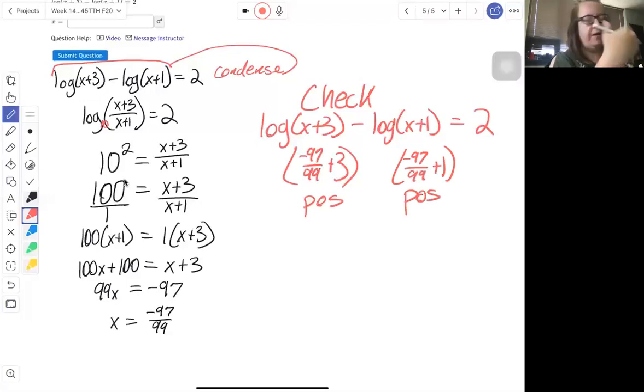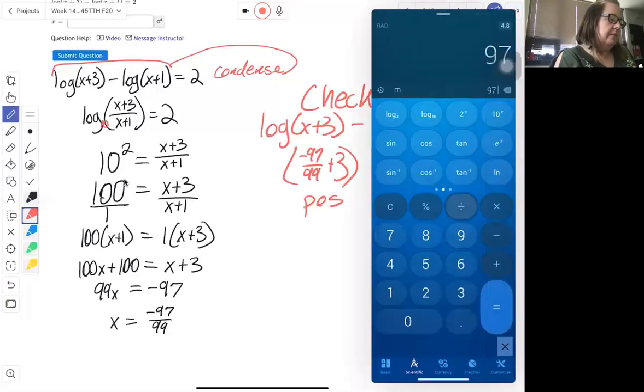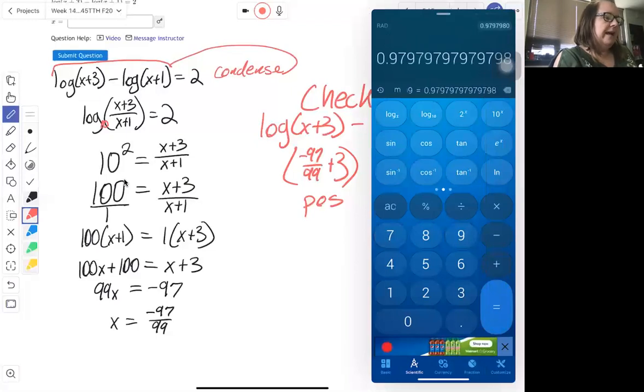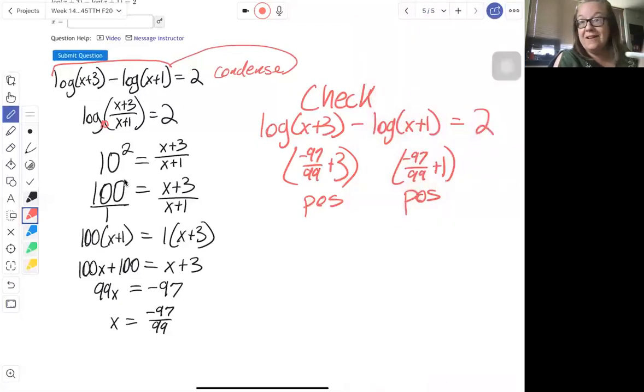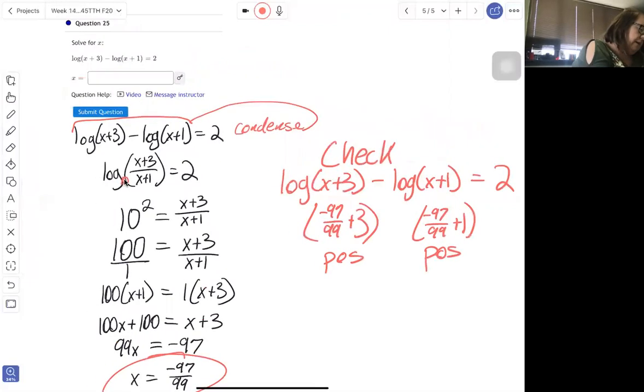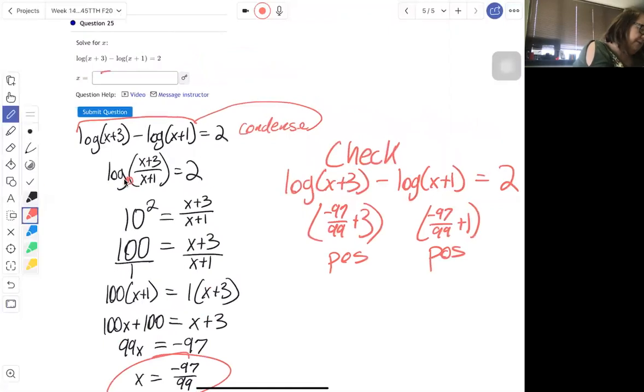Okay, and negative 97 over 99 is, we'll just see what it is. 97 divided by 99. So it would be negative 0.98 if we rounded it. Okay, so that's still a little bit smaller than 1. So when we add it to 1, we're going to have a positive number, although it will be kind of a small positive number. So they're both positive. That means we get to keep it. And negative 97 over 99 is our answer.